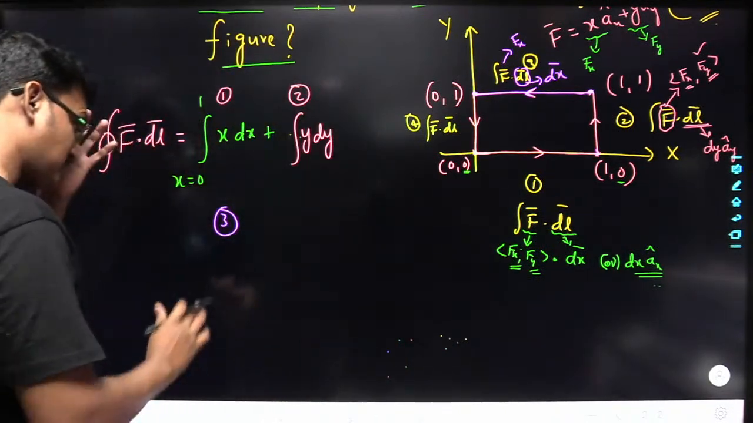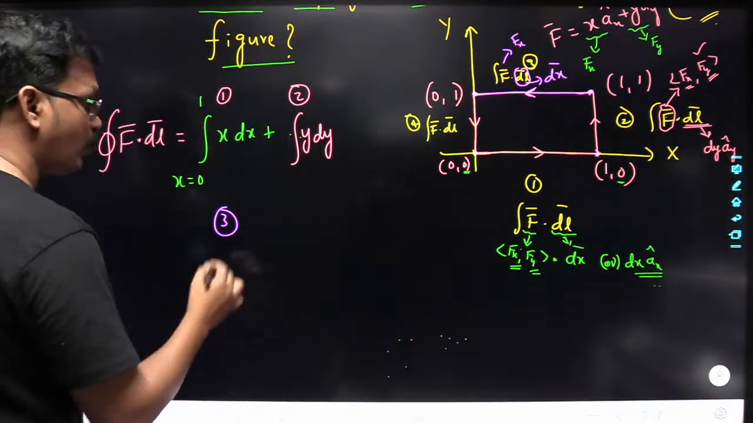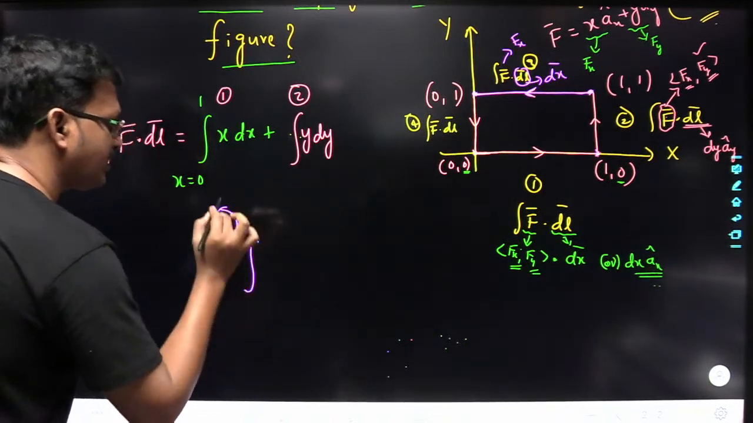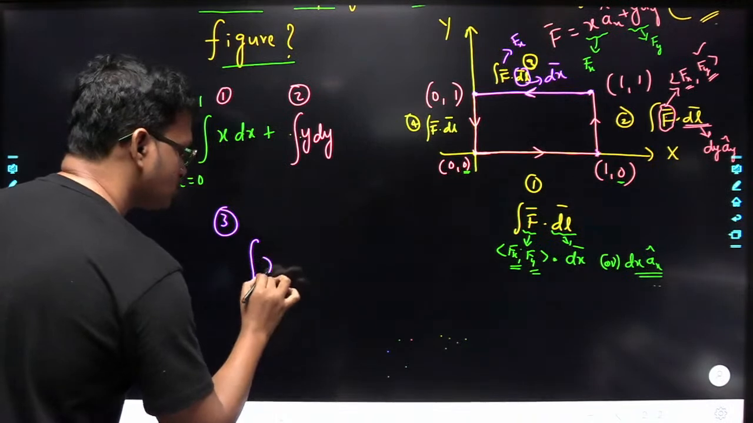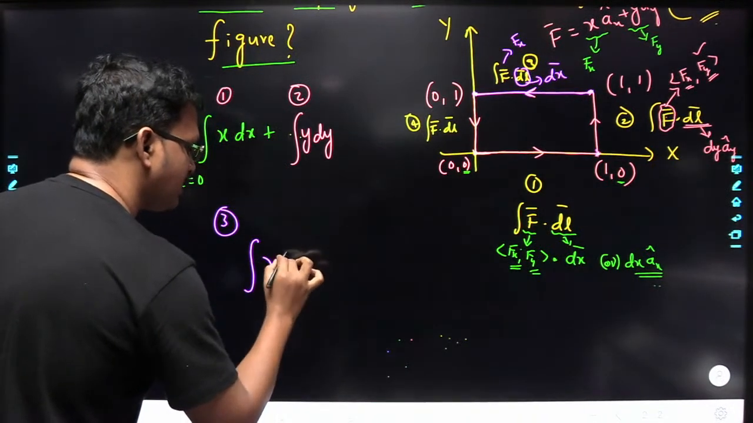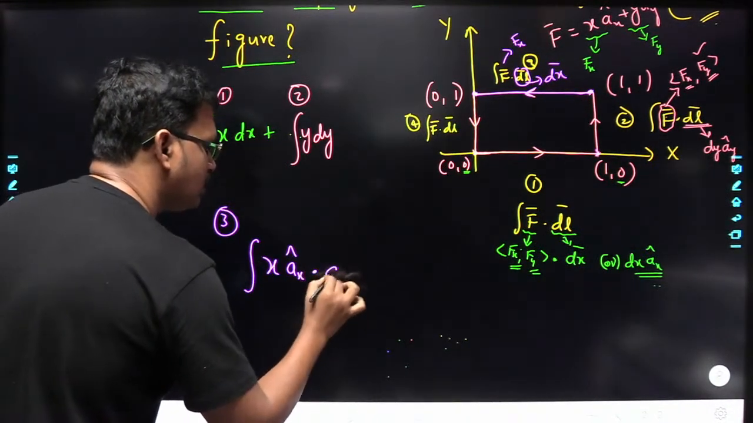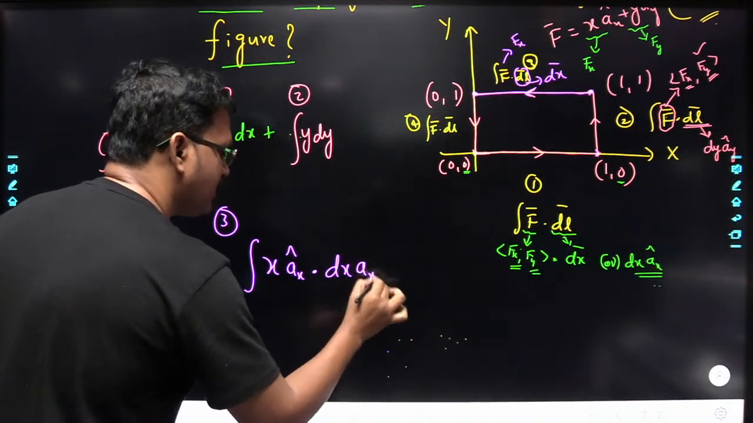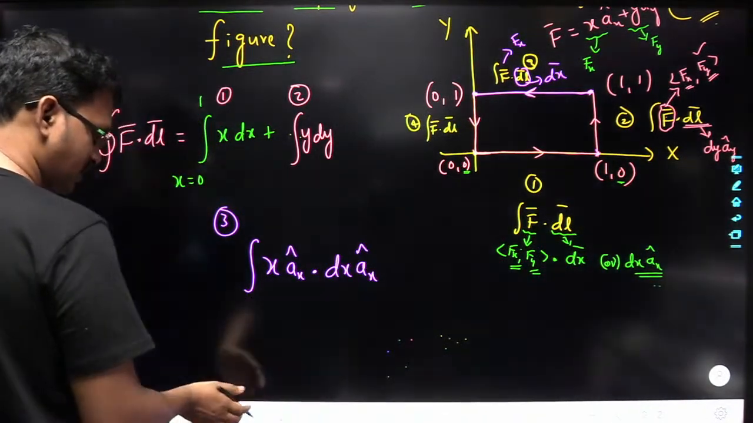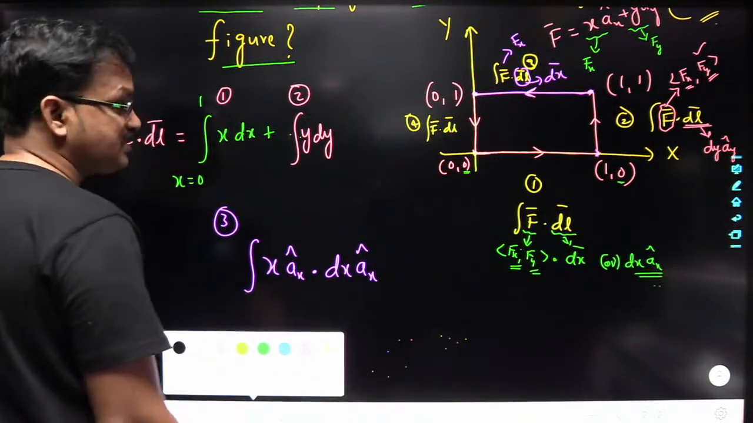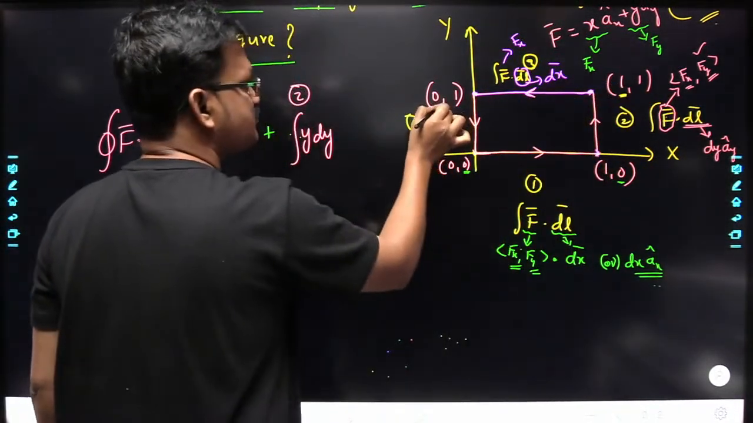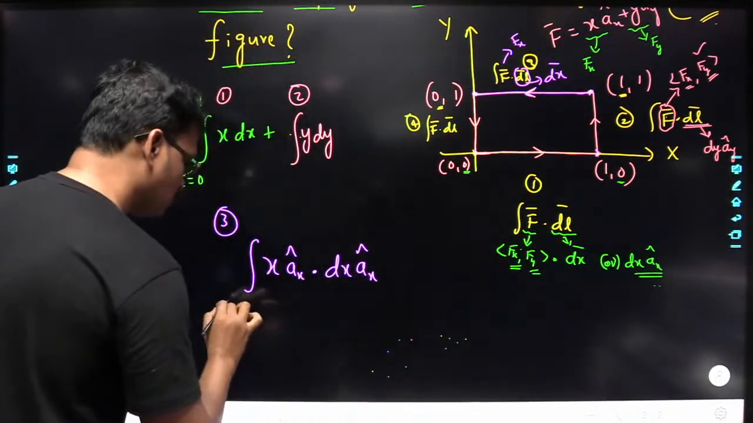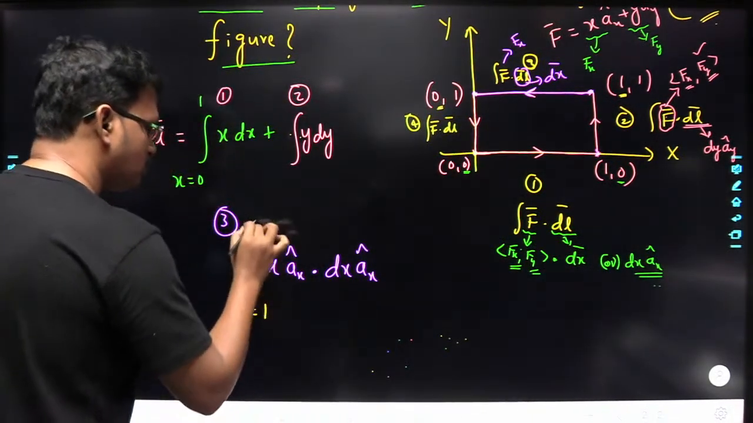Now please concentrate here, this third one. See how I am going to write. So the integral, the x component is nothing but what? x. Yes or no? So x ax cap dot dx ax cap. Now see here, x is varying from where to where? x is varying from 1 to 0. So the x value is varying from 1 to 0.